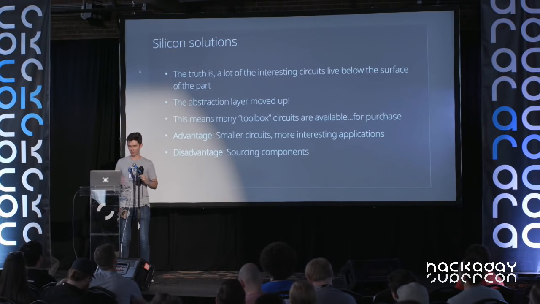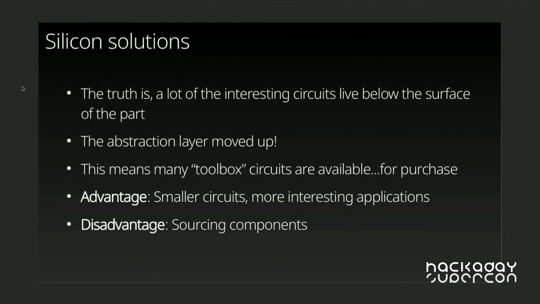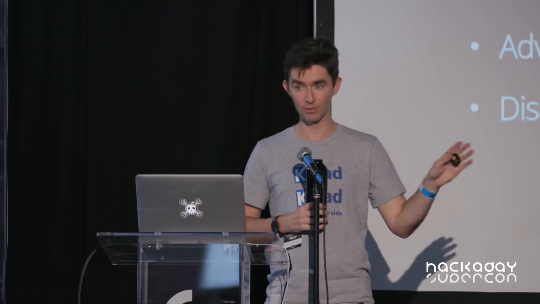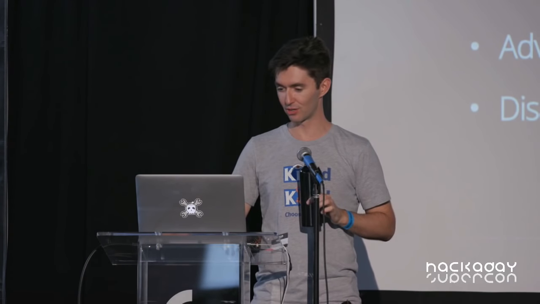All this said, and I do have to hurry up here, all of the circuits I've shown you have all been repurposed. They've all been put into silicon. So you don't have to do any of this stuff. You can go and buy a chip that does this. The advantage, of course, is that you have smaller circuits, you get more applications, you get stuff that you might not be able to do on your own. The disadvantage, well, if that part's out, you're out. You are screwed, and so that's the downside.